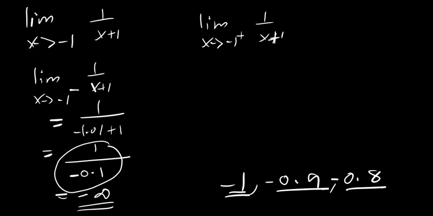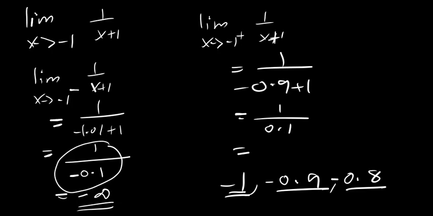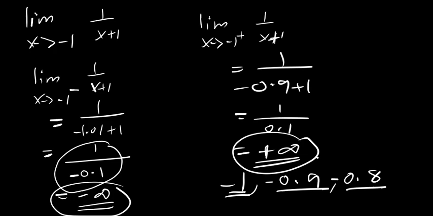So that will be 1 over negative 0.9 plus 1. That gives me 1 divided by 0.1, which becomes positive infinity. Now definitely this gives me negative infinity, this gives me positive infinity. Therefore the limit doesn't exist because they are not the same. As simple as that. That's the basic idea.